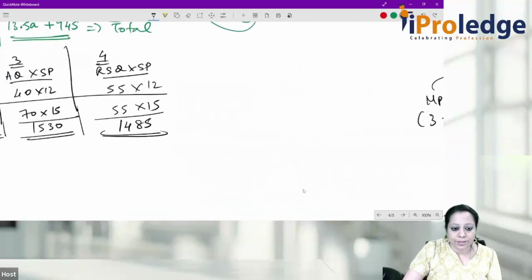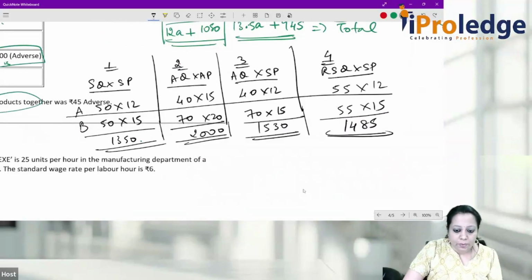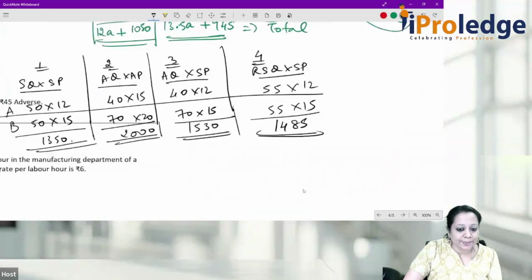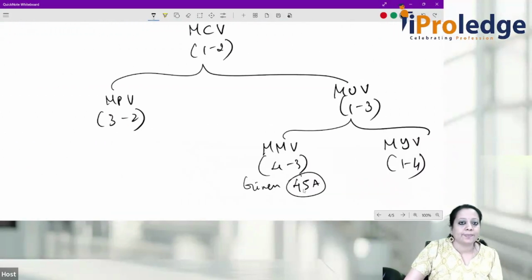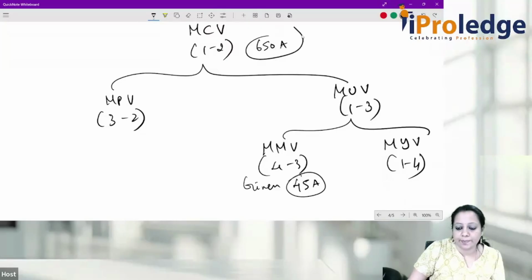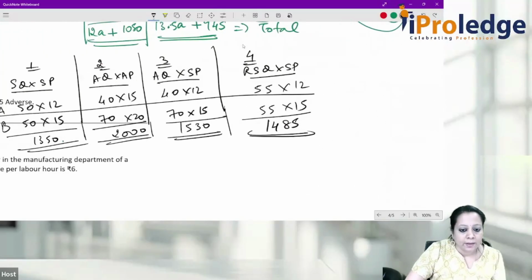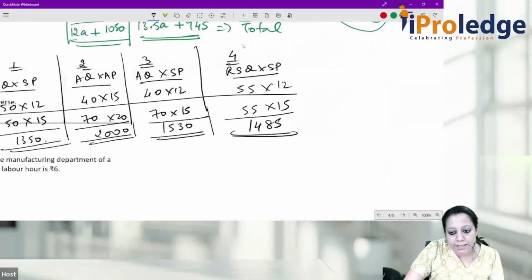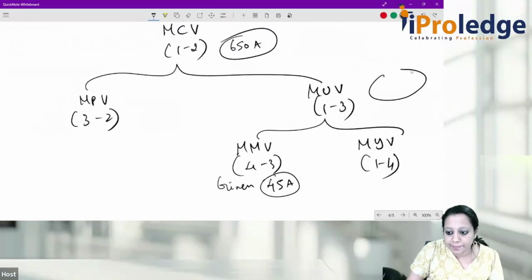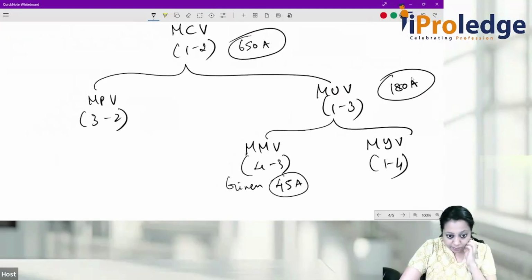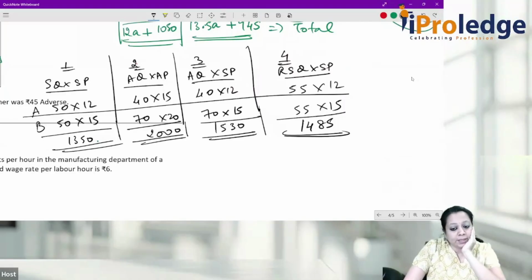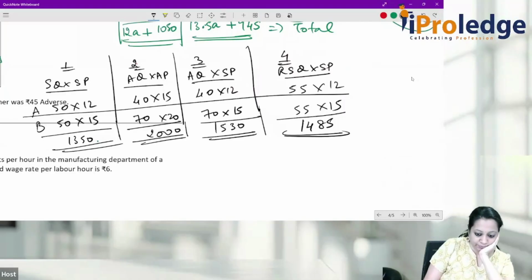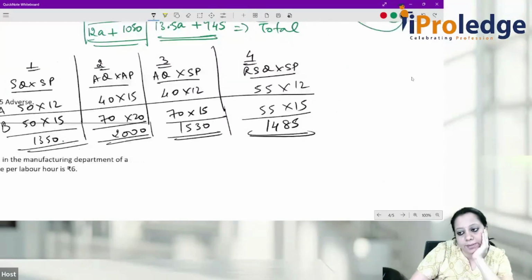Material cost variance is how much, students? 1 minus 2 is 650, no? Adverse. Okay. 1 minus 3. Now I need my calculator. 1530 minus 1350. 180 adverse. Yes. Material price variance. So that is 3 minus 2. 470 adverse.